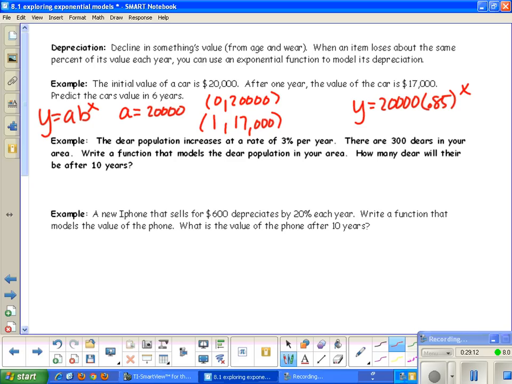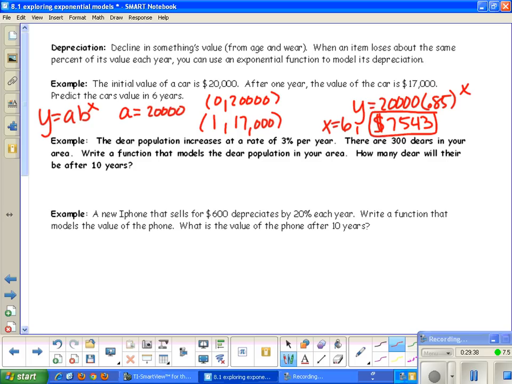So if I want to predict the value of the car in 6 years, that means I want to figure out when x is equal to 6, what's the y value equal to? So again, you can just plug this into your calculator and solve, and you should end up with the value being equal to $7,543.